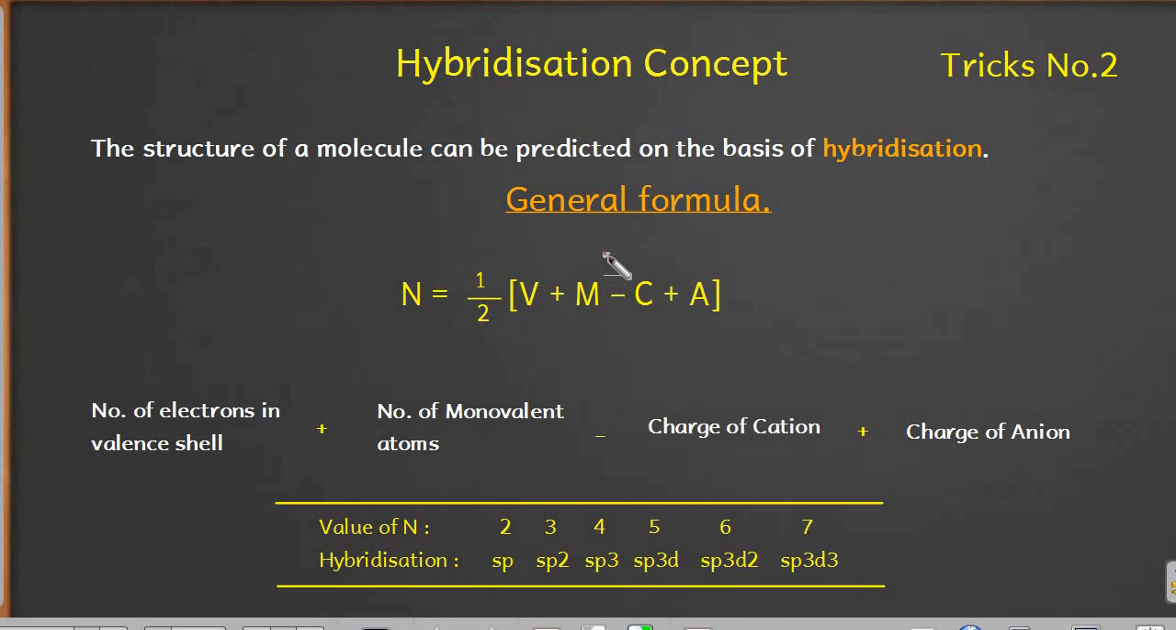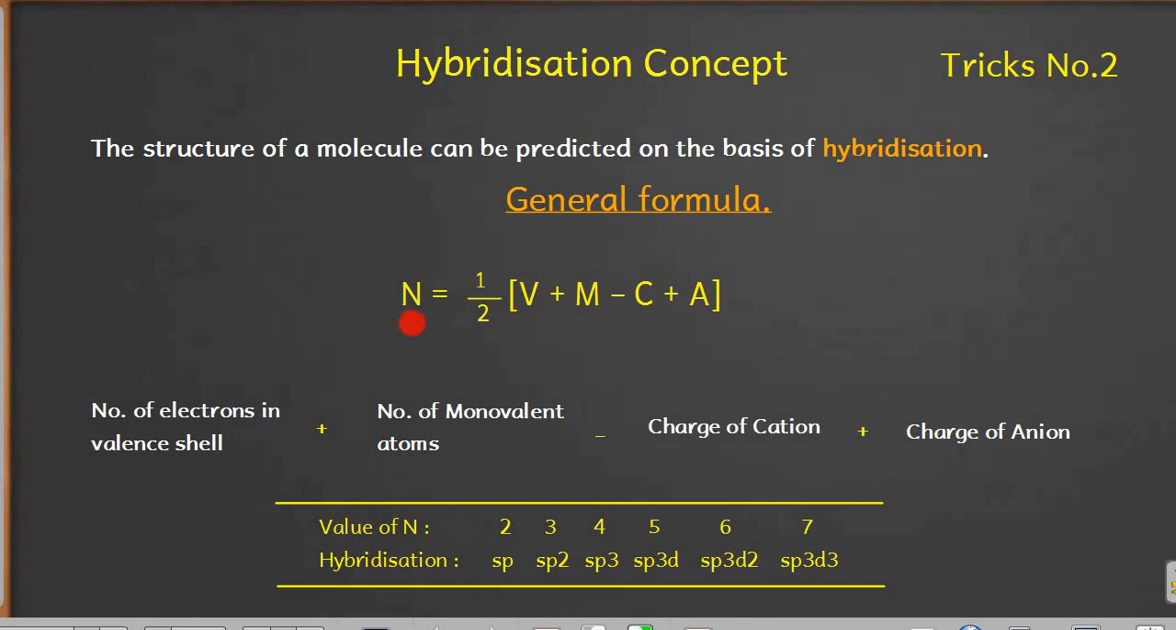Here, the general formula is n equal to half of the bracket V plus M minus C plus A. V stands for the number of electrons in the valence shell, M stands for the number of monovalent atoms, C stands for the charge of a cation and A stands for the charge of an anion.